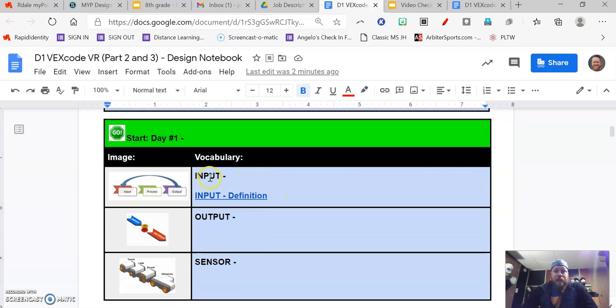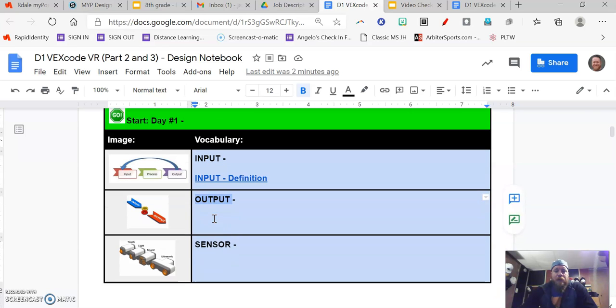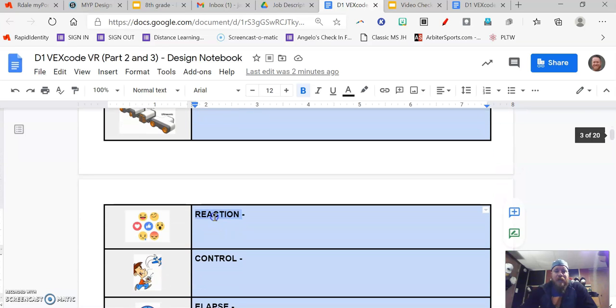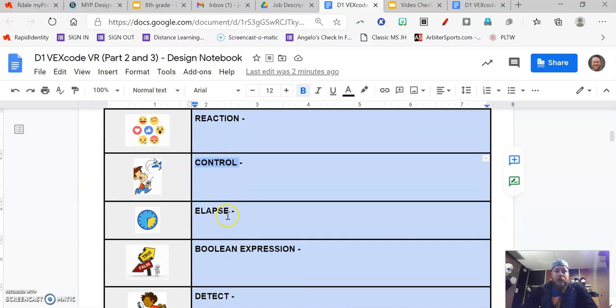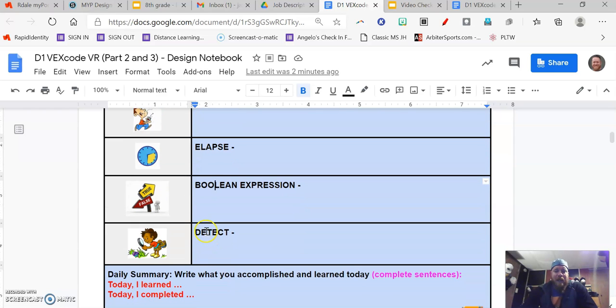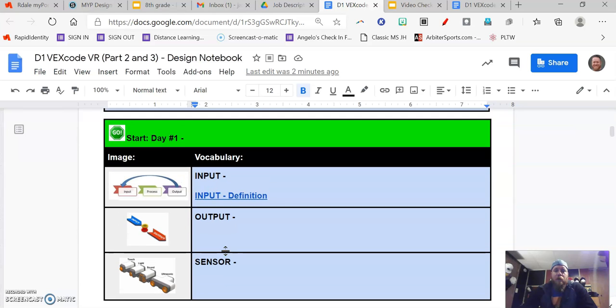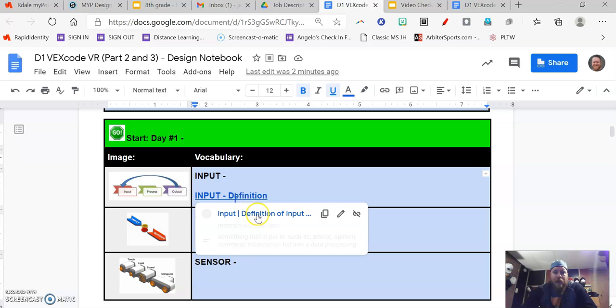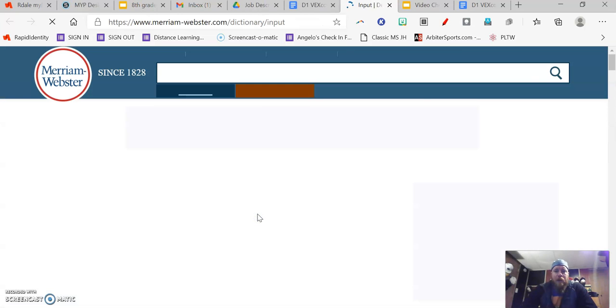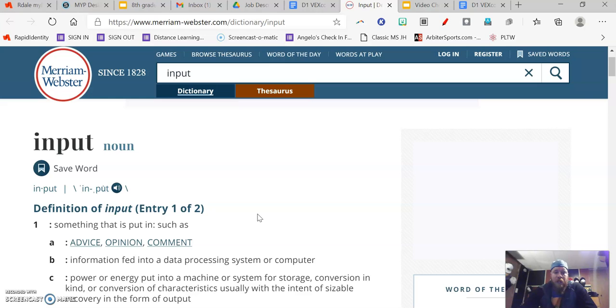Here you see the terms: input, output, sensor, reaction, control, elapse, Boolean expression. It's a weird term, probably one that most of you have never heard before. Boolean expression, and detect. Those are the terms that you're going to look for definitions for. We gave you a link to the definition for input. This is an online dictionary. You can click right here on this dictionary, and that will take you to the definition of the word input.